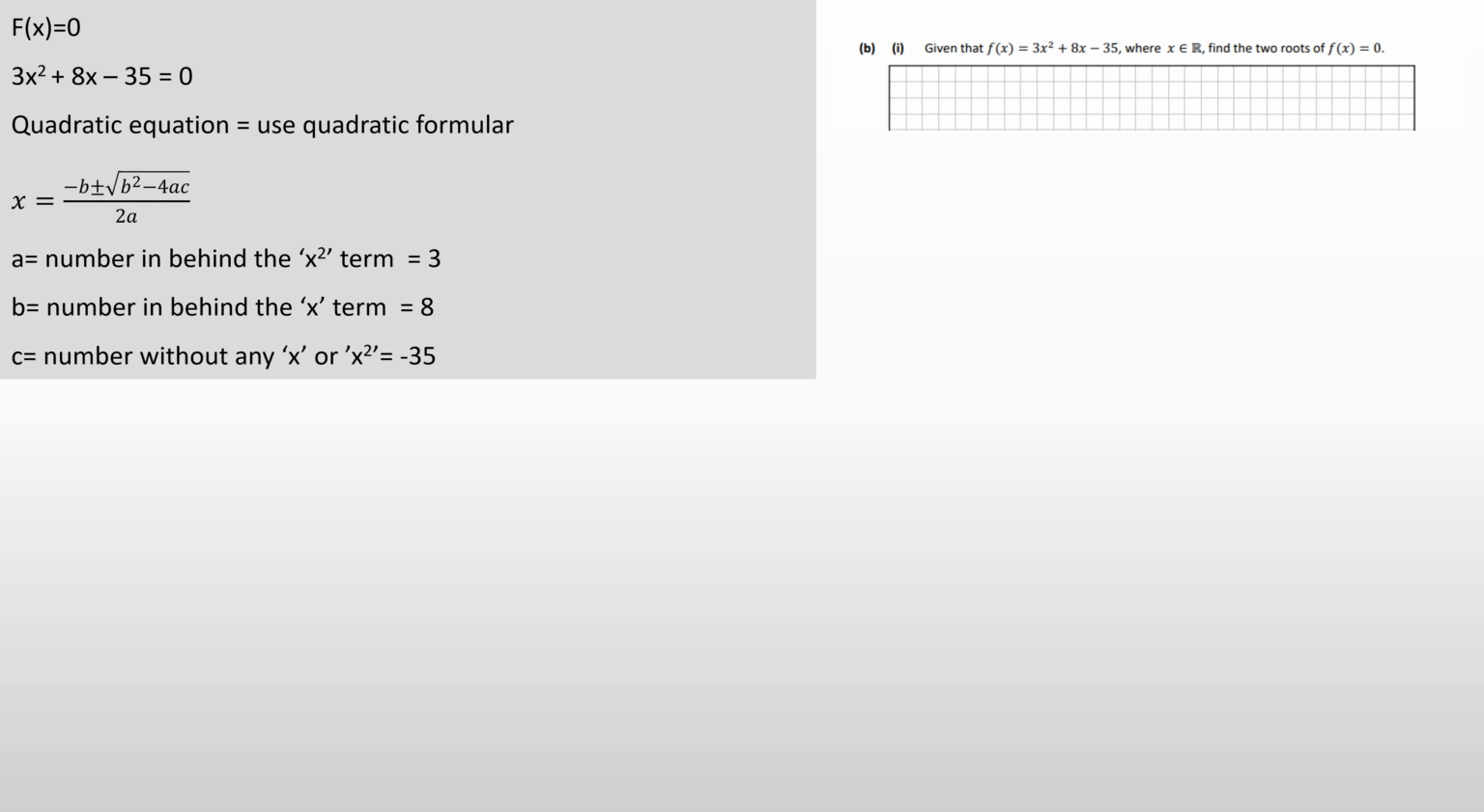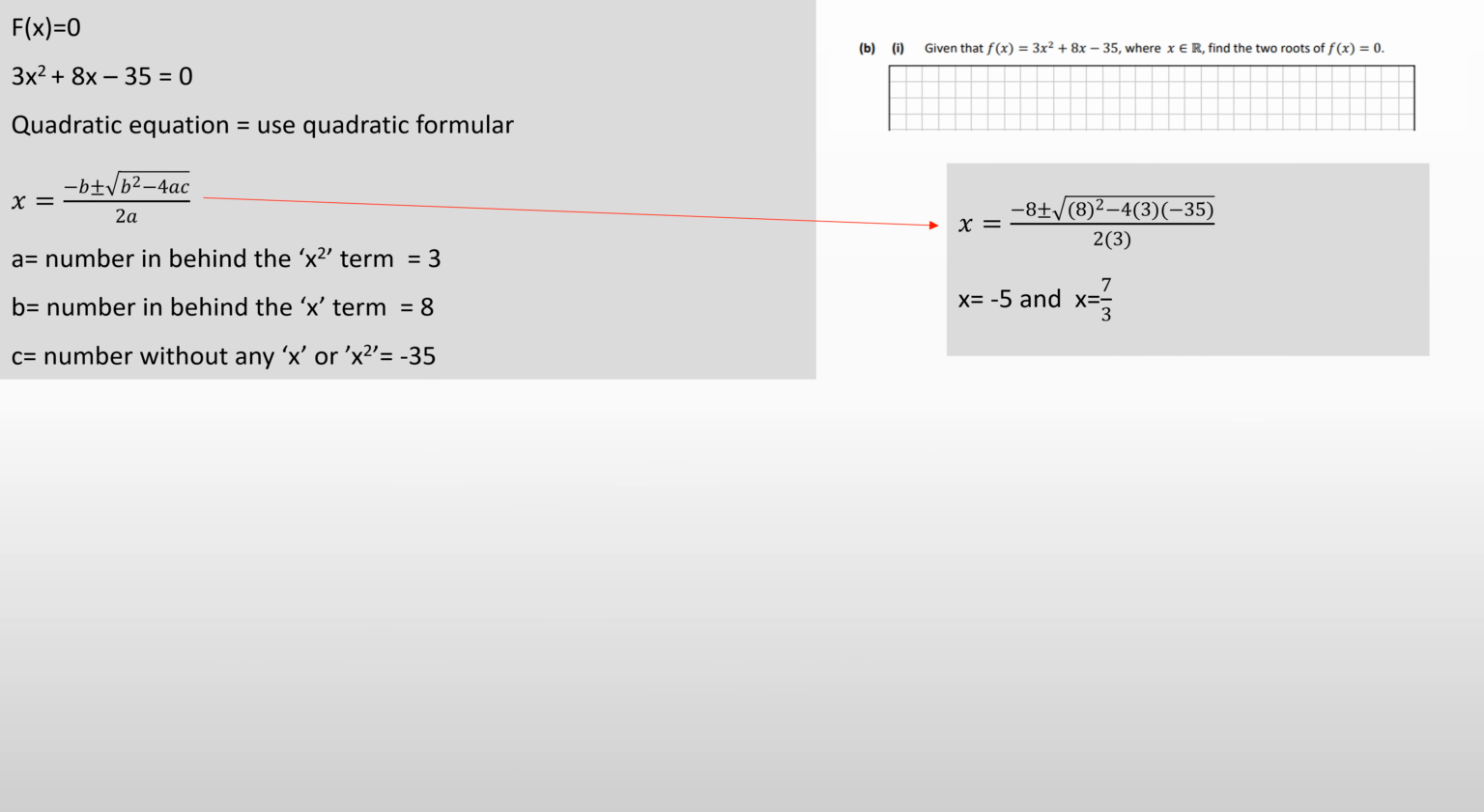In this case, it's 3. B is the number behind the x. In this case, it's 8. And then c is the number without any x or x squared. In this case, it's minus 35. Right, so if we do that, you write your a, your b, your c, and then you put them into the equation.